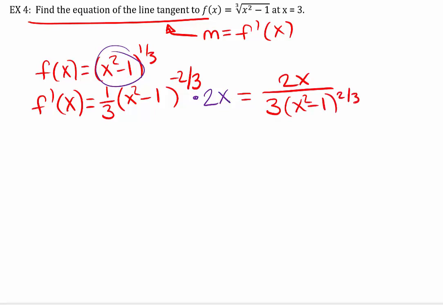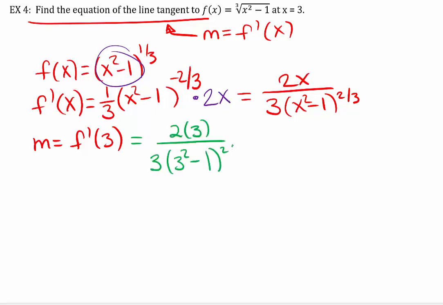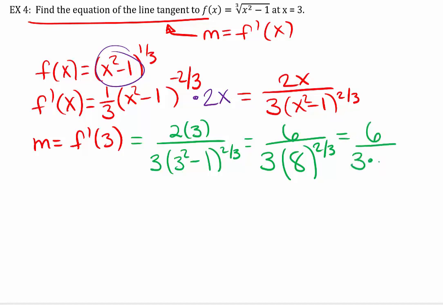Now I want to find the equation of the tangent line at x equals 3, so that means I need to figure out what the derivative is when x is 3. To do that, I can just plug 3 into my derivative. So I replace all the x's with 3's. I get a 6 on the top over 3 times 8^(2/3). It's fine to use a calculator to help you with this, but 8^(2/3) should be 4, and so that would be 6 over 12, or 1/2.